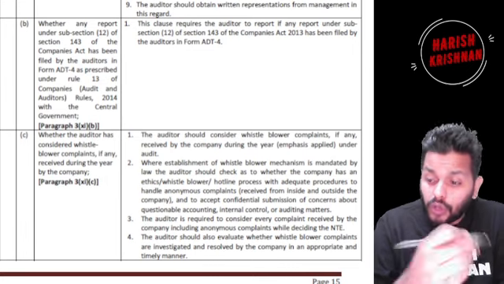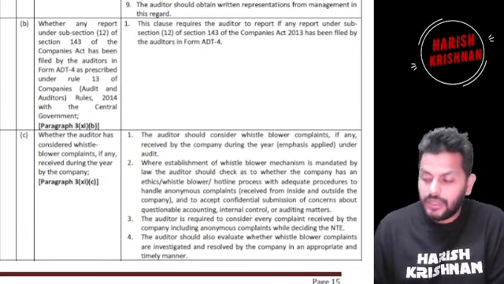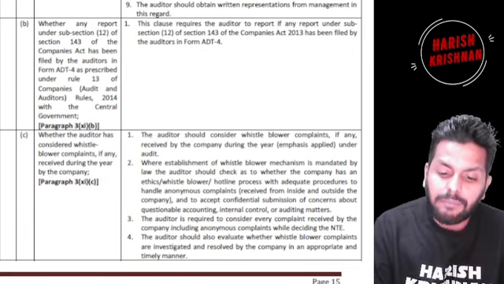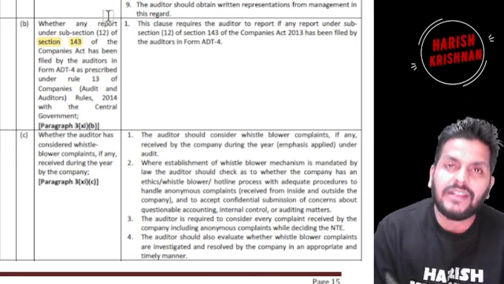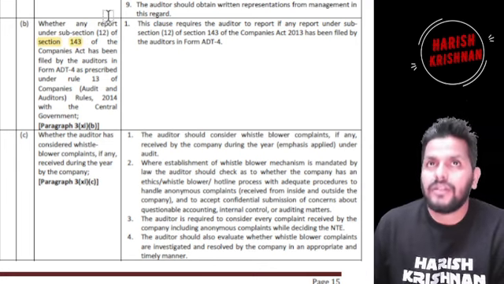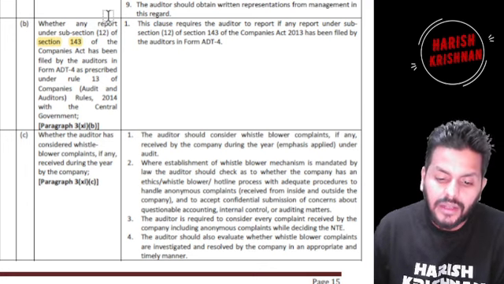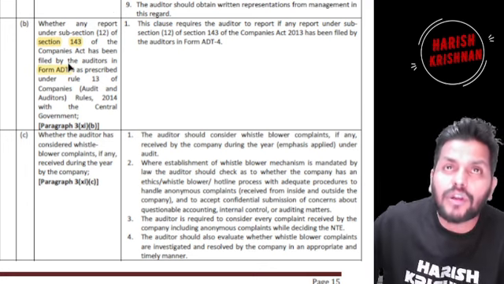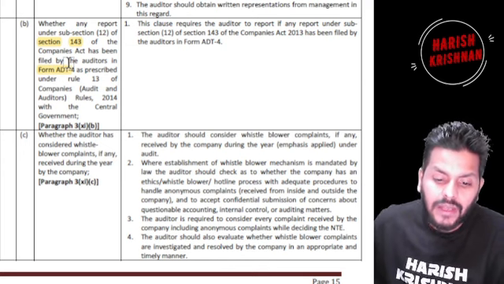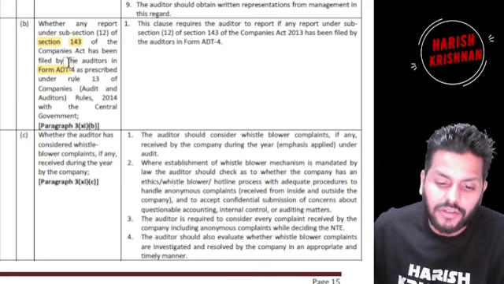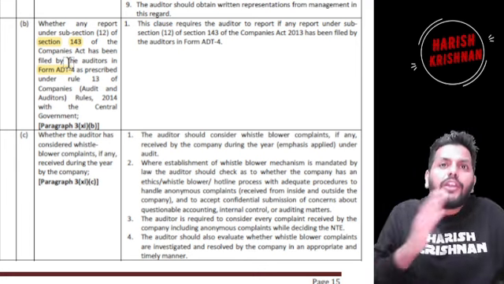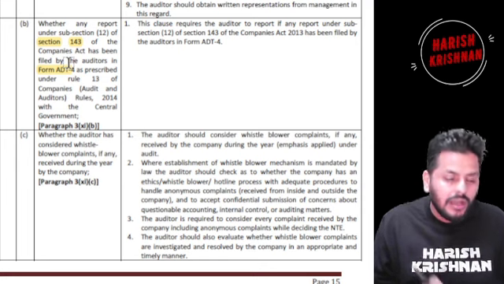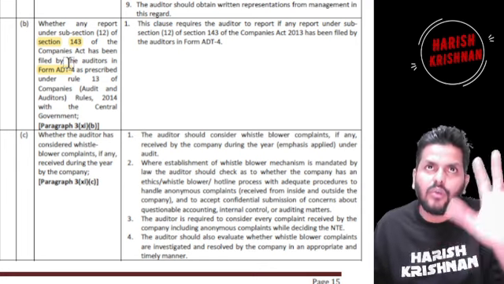See, two new clauses have been added to the story. Whether any report under section 143 subsection 12 has been made by the auditors to the central government in form ADT-4. Just asking you, did you report anything to the central government under 143 subsection 12? If so, what was the report?